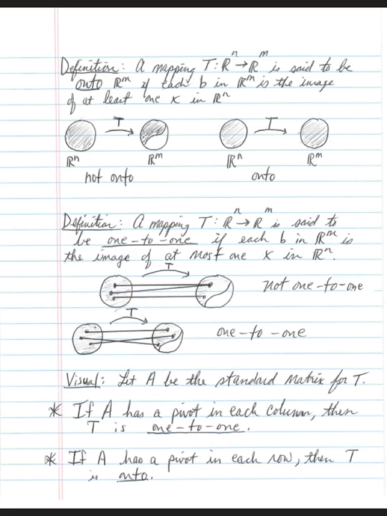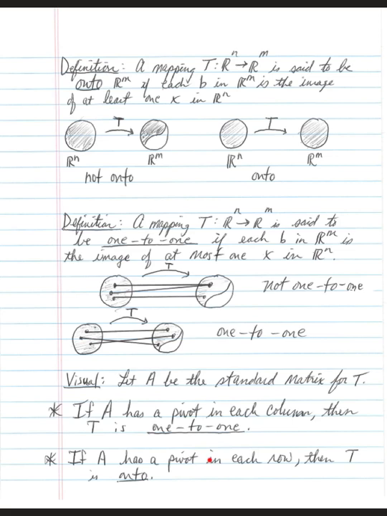Let A be the standard matrix for T. If matrix A has a pivot in each column, then your transformation is one-to-one. A pivot in each column. Now again, this is not an augmented matrix. This is a coefficient matrix or a standard matrix. But a pivot in each column means the transformation is one-to-one.